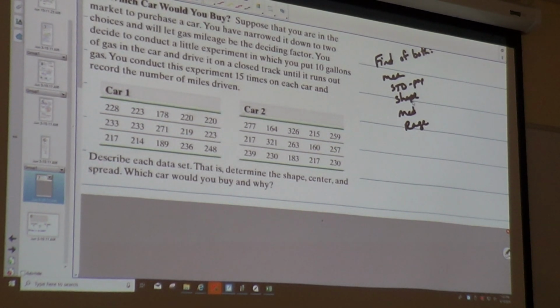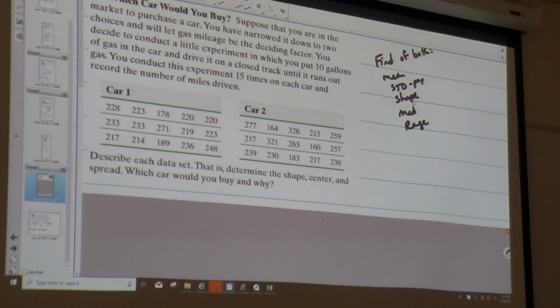Calculation, the shape of the graph, the median, and the range. And if you're not sure of the shape of the graph, you have a backup method.